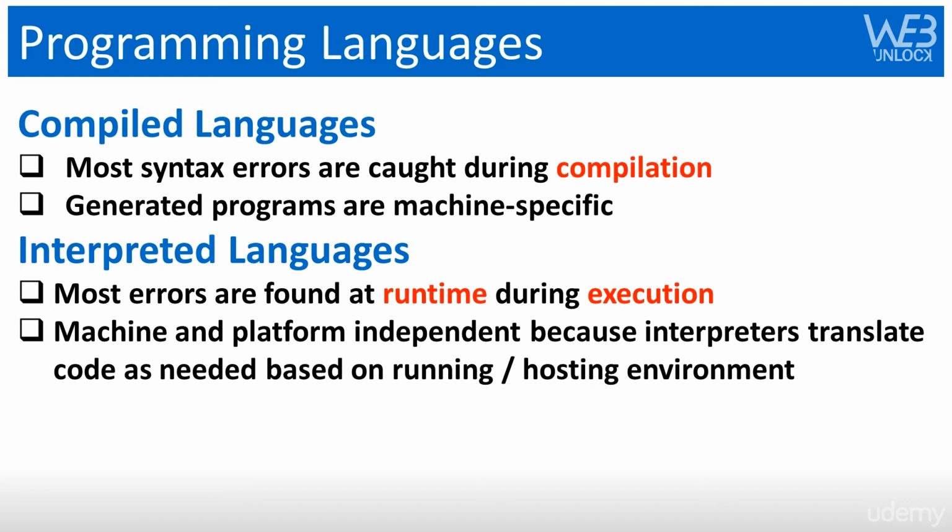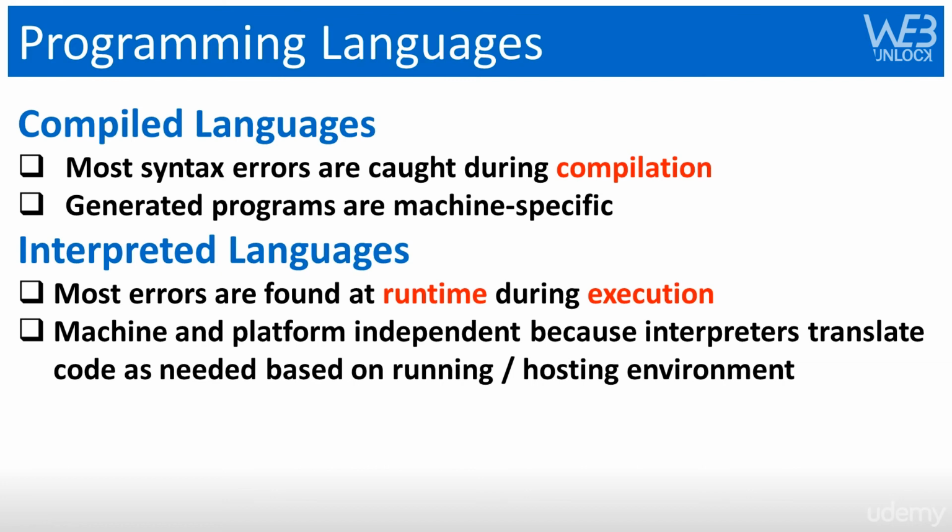Whereas with a compiled language, you capture these early on with the compiler. The interpreted language is translated at runtime. The nice advantage of that is that the machine code is platform and machine independent, meaning that it translates at runtime depending on the environment it's running on and executes based on that.